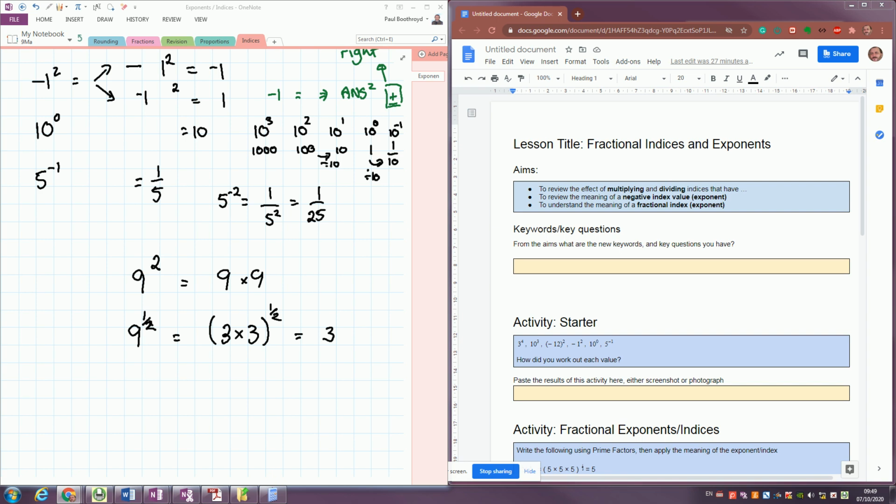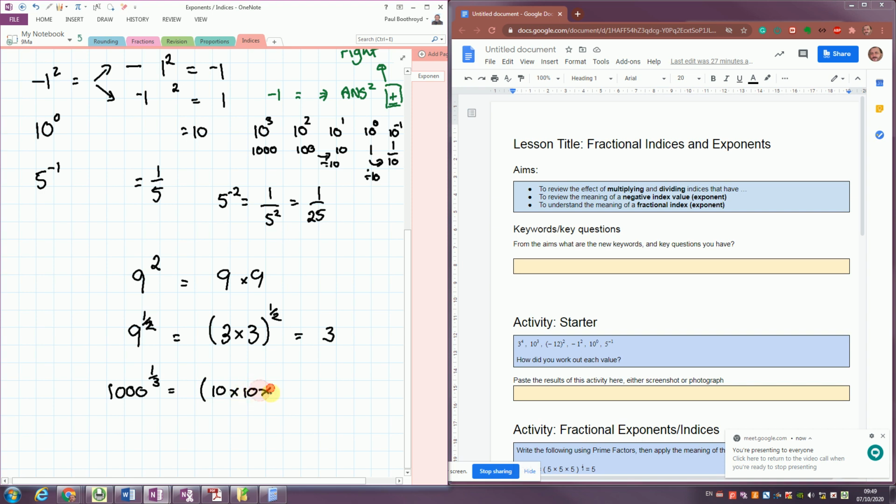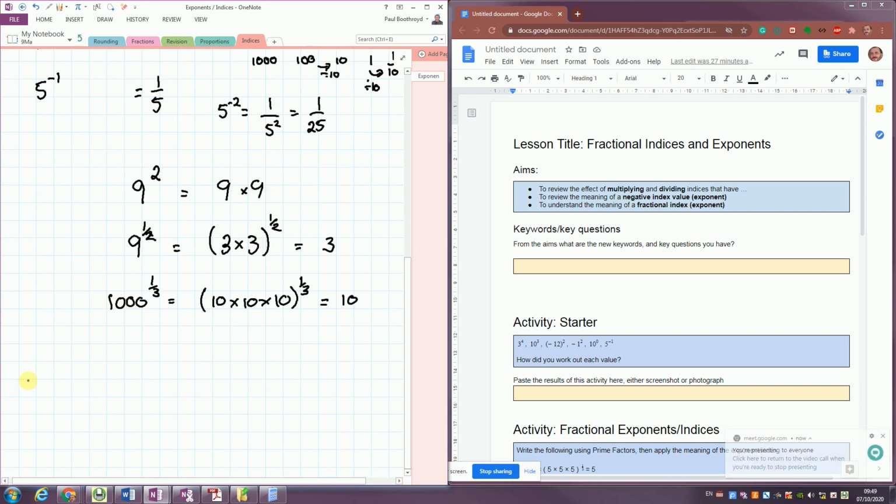So we can actually do more complex ones. We can say things like, what's 1,000 to 1/3? Well, what repeated calculation gives me 1,000? 10 times 10 times 10, and I want 1/3 of it. 1/3 of that calculation, 10. Yeah? Have you seen what happens when I do the base multiplication?